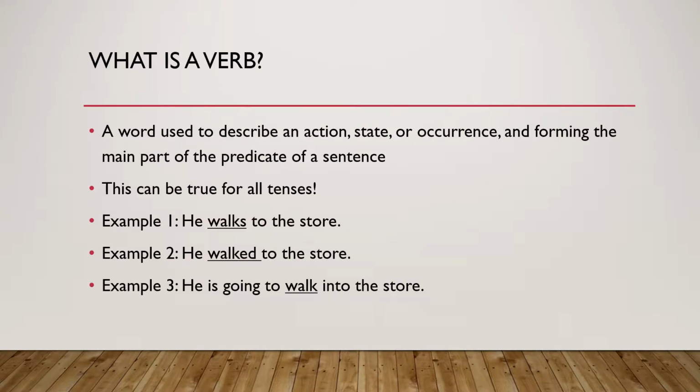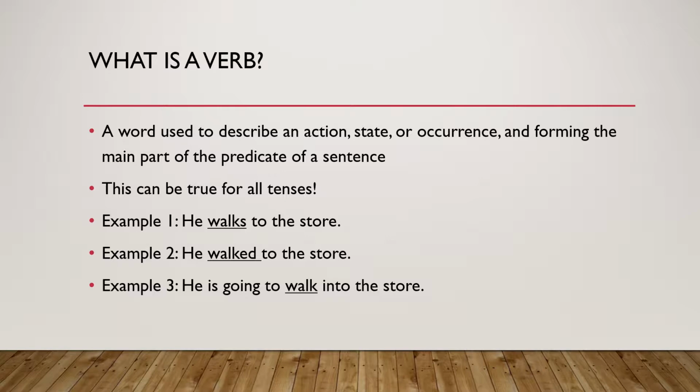We are going to start off today by identifying what a verb is. A verb is a word used to describe an action, state, or occurrence and forming the main part of the predicate of a sentence. This can be true for all tenses.